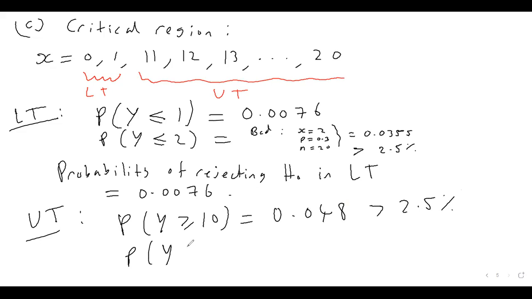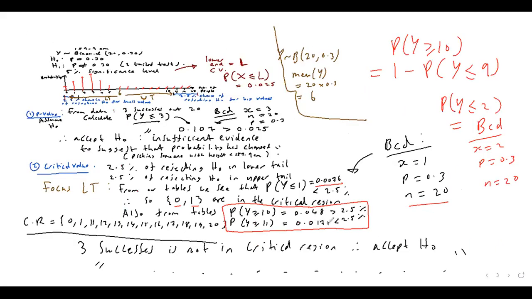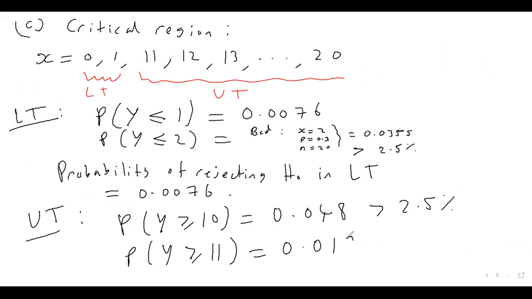And then we worked out the probability of getting 11 successes. So that was 0.0171, I think, wasn't it? Yeah. So 0.0171, which is less than 2.5%. Okay, so what we're basically copying out again for this part C of the question is reinforcing the idea that 10 is not in the critical region, but 11, 12, 13, and so on are.